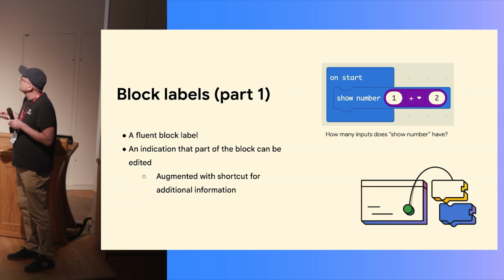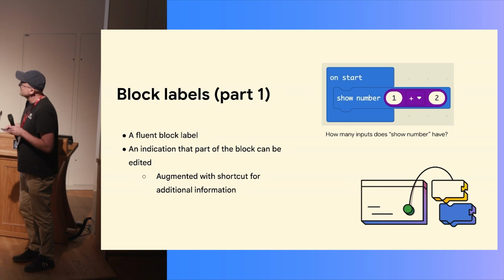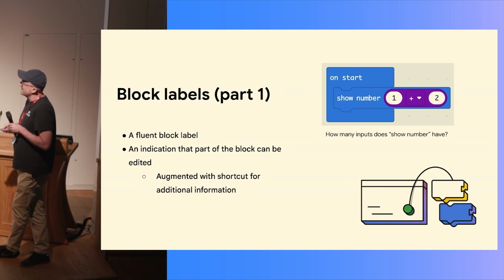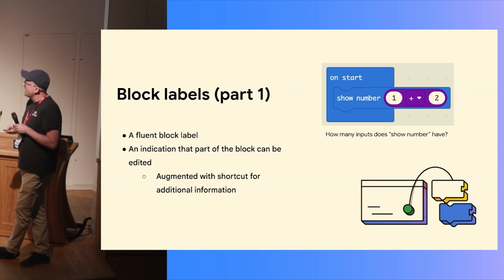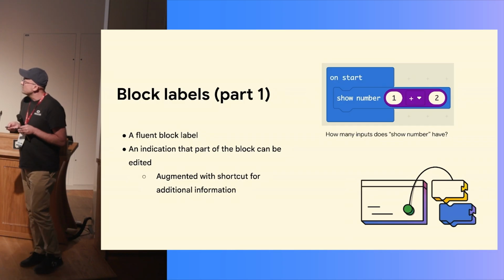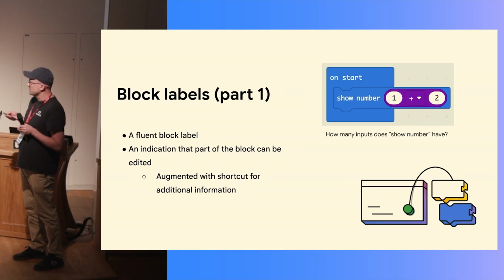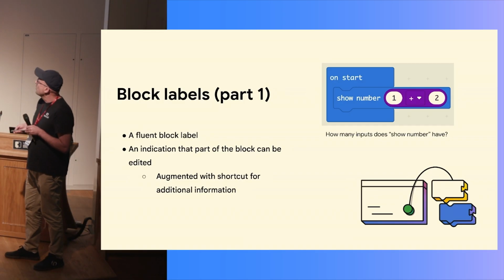So we ended up going for a simpler approach that just said, this block has inputs, it's worth navigating into it to find out more. And we used a shortcut for additional information when more information on the block's position or inputs is needed.